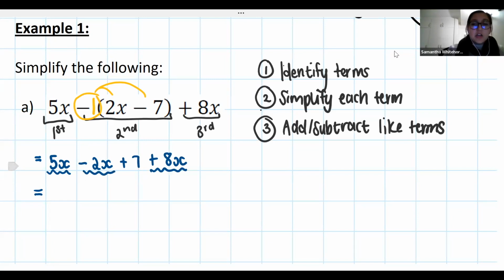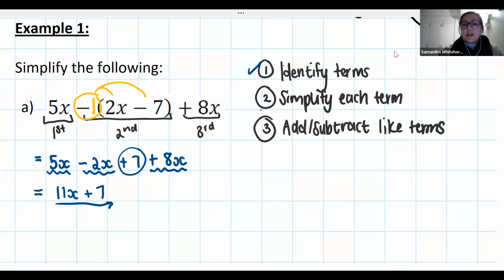Excellent. Well done. So guys, just those like terms again, we've got them. So we need to add and subtract them. 5x minus 2x, that's where Zimmy said 3x. 3x plus 8x, it's exactly as Zimmy said, 11x. Then, this poor little constant is all by itself, so it's just plus 7.